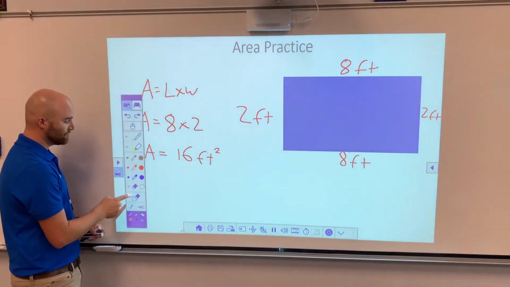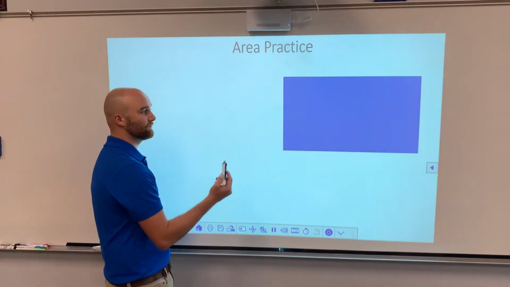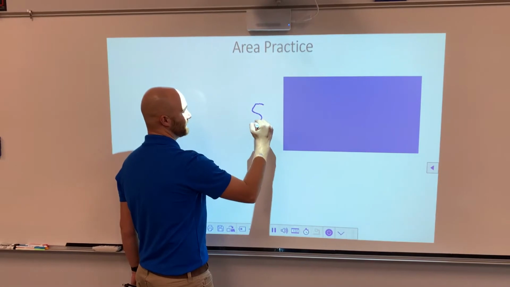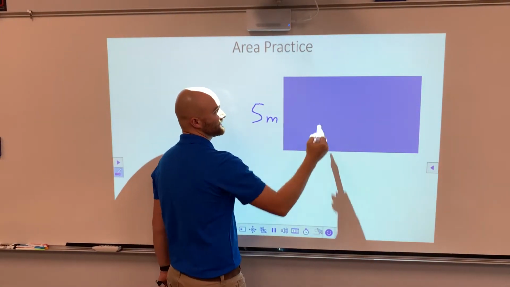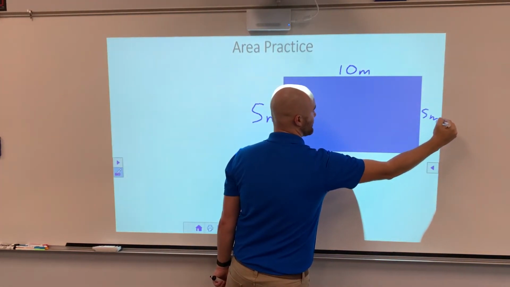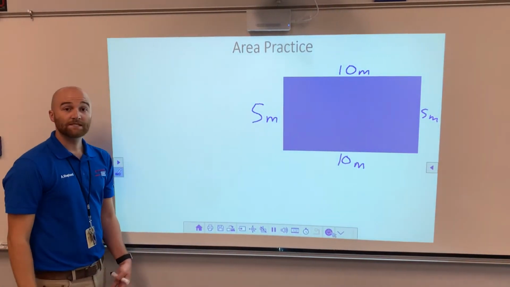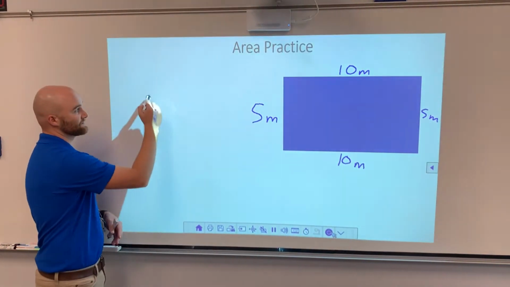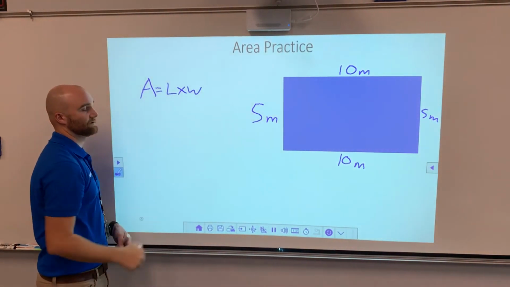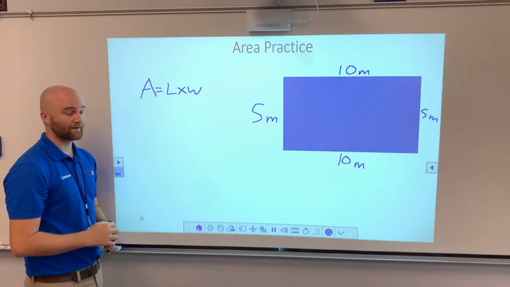This time, I want you to try it. So I'm going to put the numbers up, and I want you to see if you can figure it out before me. So let's say that I've got 5 meters, and let's call this one 10 meters, and this one 5 meters, and this one 10 meters. See if you can find out what the area is. Remember, the area is the length times the width. Pause the video and see if you can figure out what the area is. When you're done, come on back.